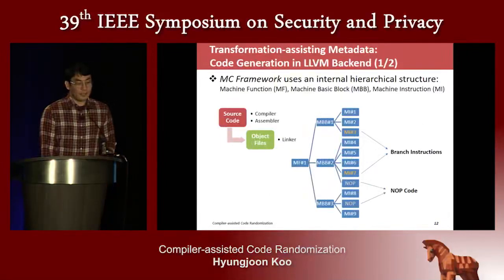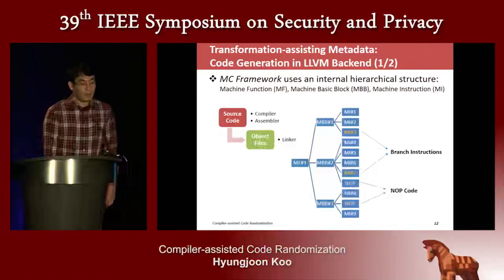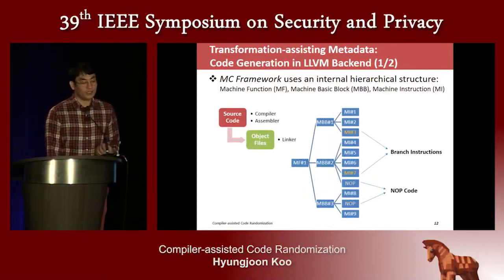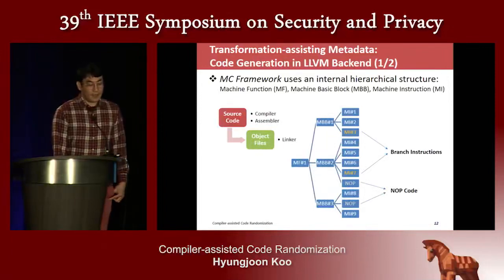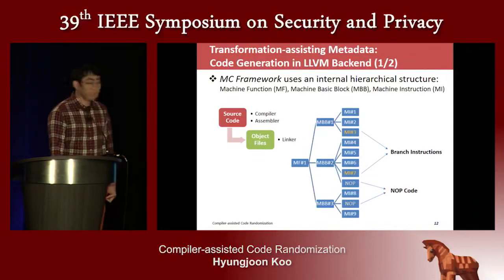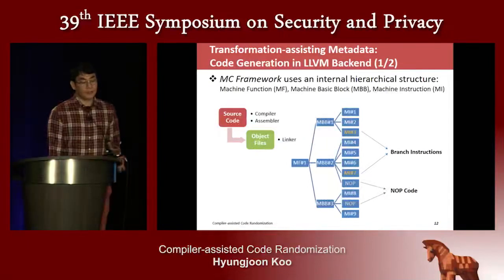Before moving on, let me briefly mention code generation in the LLVM backend. It has an internal hierarchical structure called the machine code framework that consists of machine function, machine basic block, and machine instruction. You can think of these three components as just a function, basic block, and instruction. And you see here the machine instruction number 3, which is colored in orange. This represents branch instructions. We also have the nop colored in gray. This represents the nop code.